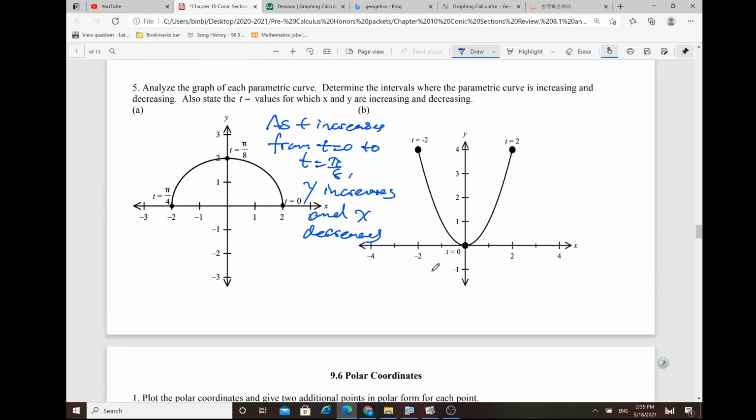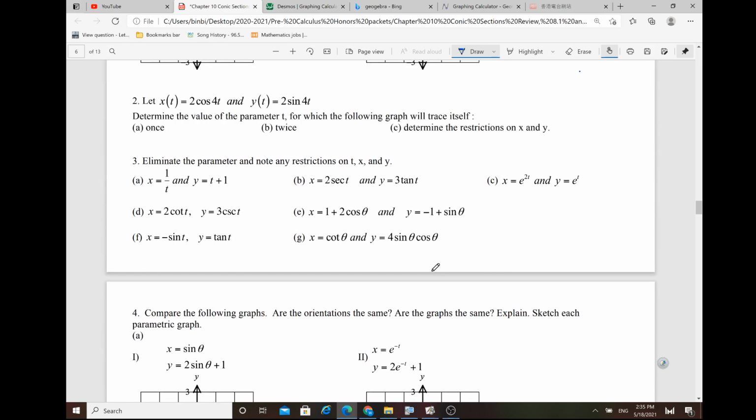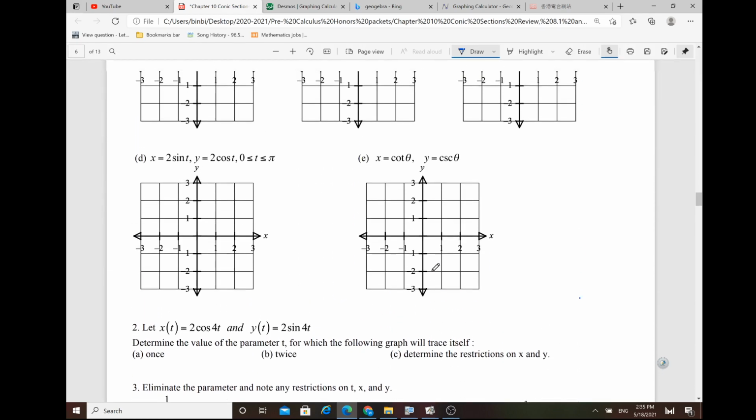Okay, so basically that's it. Make sure that you know how to convert the parametric equations back to regular functions, and then just sketch the graph by using transformations.